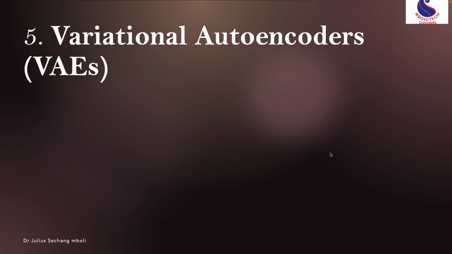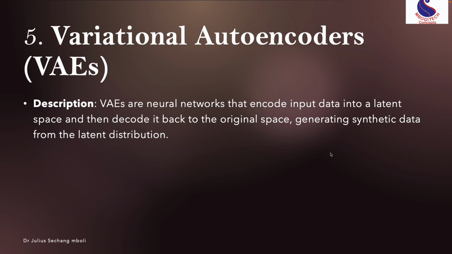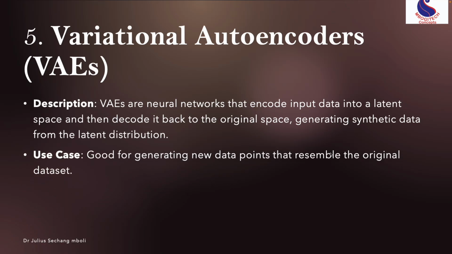Let's go further. Now the next method, which is number 5 on my list, is variational autoencoders, or VAEs. VAEs are neural networks as well, but they encode input data into a latent space, then decode it back to the original space, generating synthetic data from the latent distribution. I will show you the mathematical formula in a moment, but this is good for generating new data points that resemble the original data set.